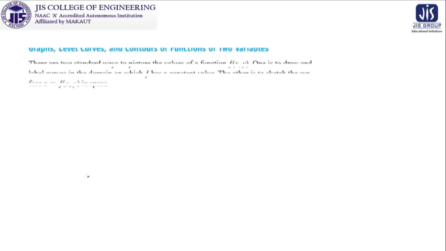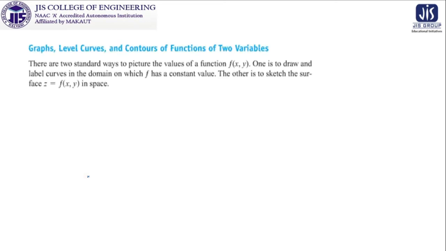So now proceeding further, we are going to introduce a very important concept of graph, level curve, and contour of a function of two variables. This is a matter of realization and obviously visualization. There are two standard ways to picture the values of a function f(x,y). One is to draw the level curve, so we have to know what a level curve is, and another is to sketch the whole surface.